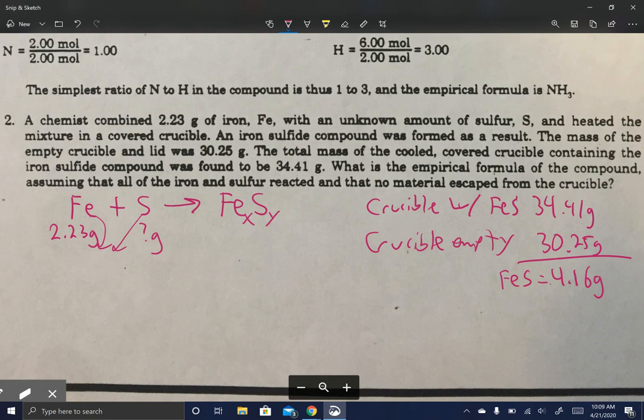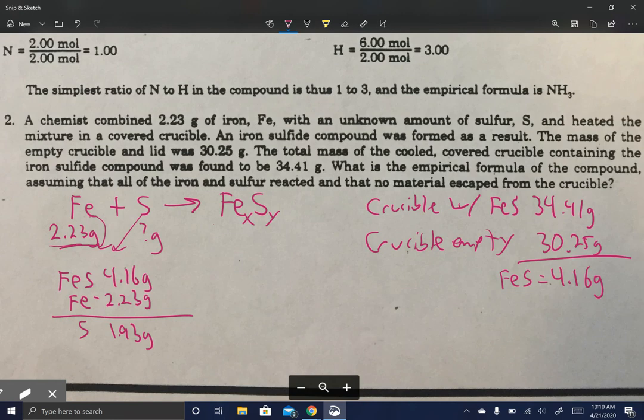So we know FeS is 4.16 grams. The problem told us the iron is 2.23. So Fe is 2.23. If I subtract those, I will get the mass of the sulfur. So 4.16 minus 2.23, 1.93 grams.